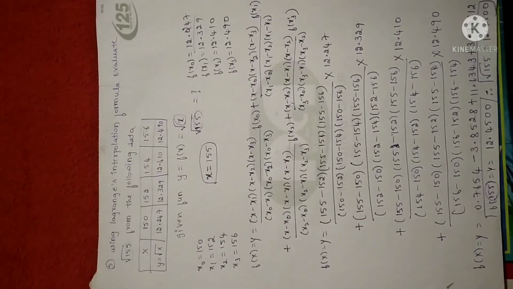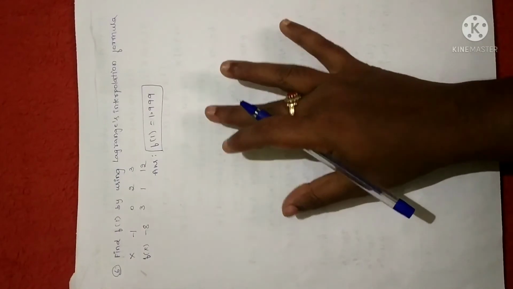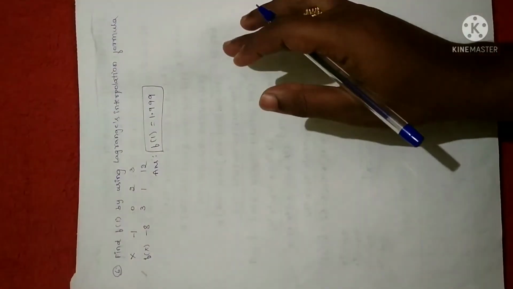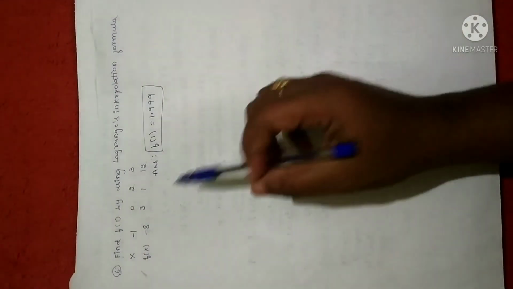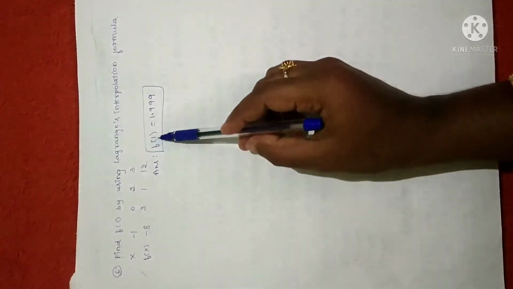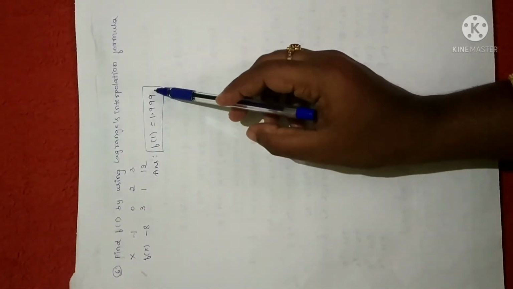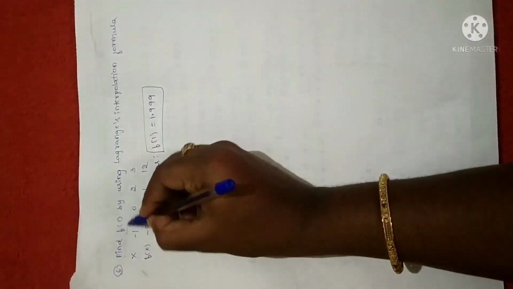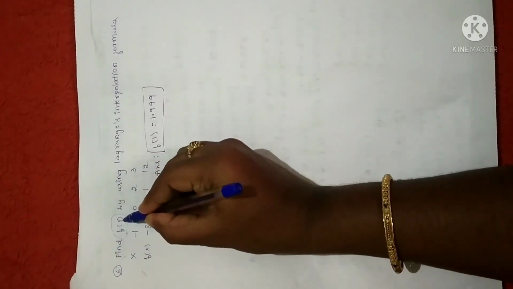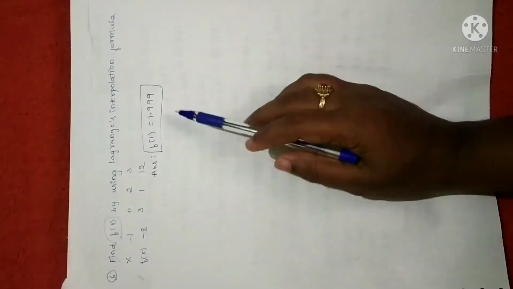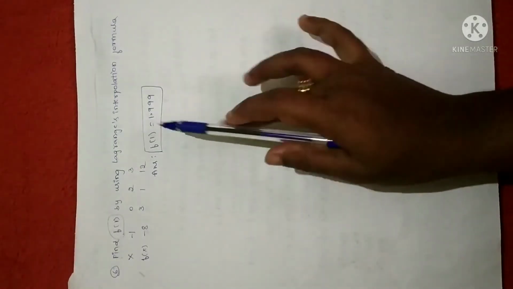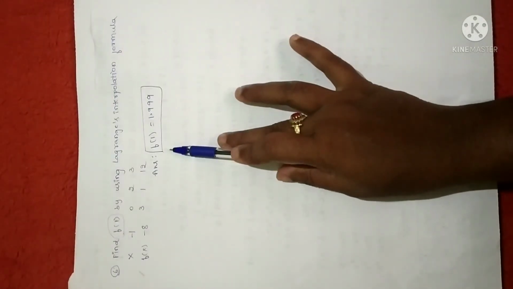Fine. So please copy this problem. This is a homework problem for you. Please solve the same in your notes. This is the sixth problem. So the answer will be f of 1 is equal to 1.999. We have to find the value of f of 1, that is, we have to find that x is equal to 1. Fine. So whatever I have done in this session, hope it is clear. This is a homework problem. Please solve the same in your notes.